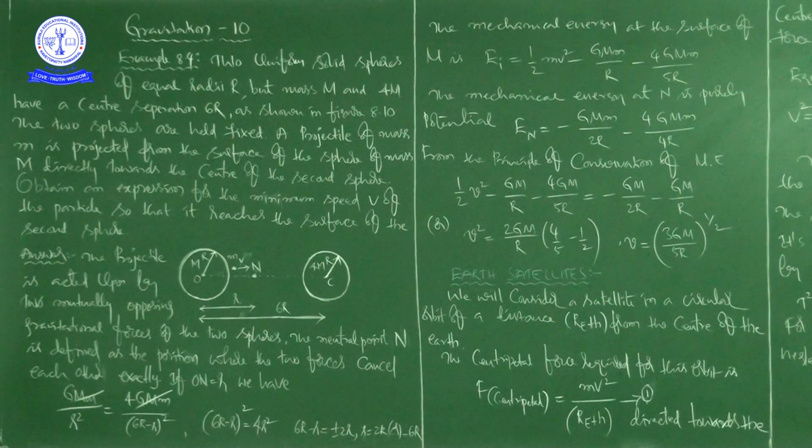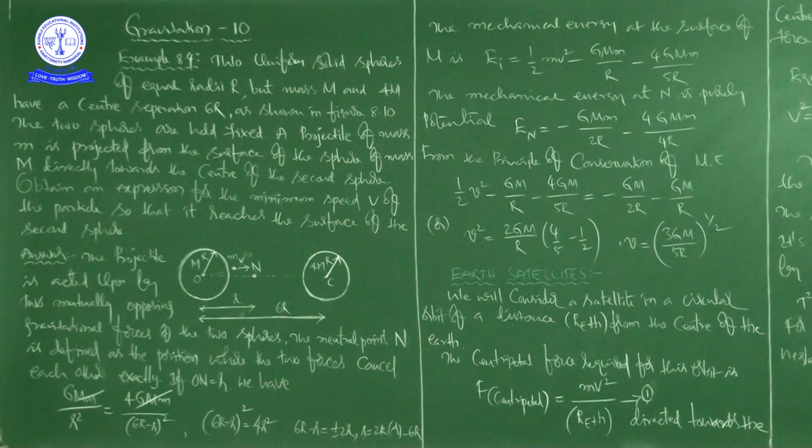It is sufficient to project the particle with a speed which would enable it to reach capital N. Thereafter, the greater gravitational pull of 4M would suffice. That is what is sufficient.